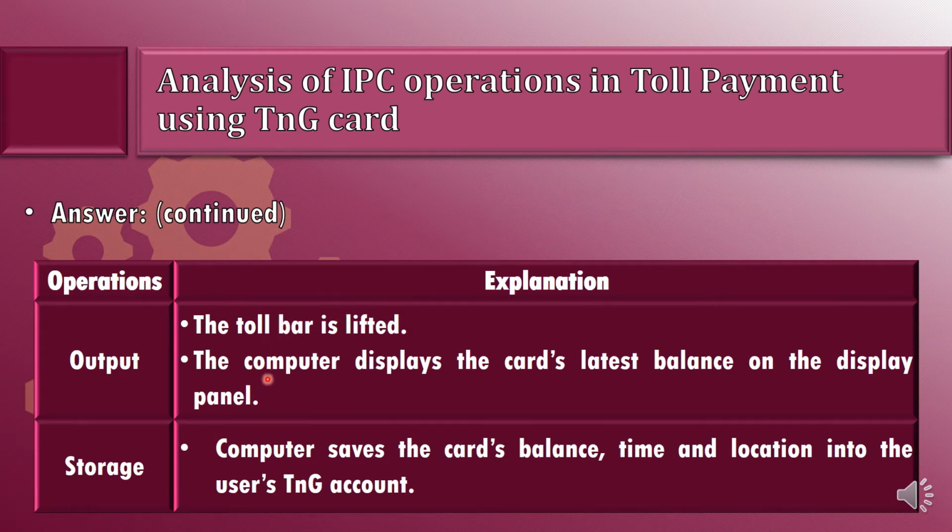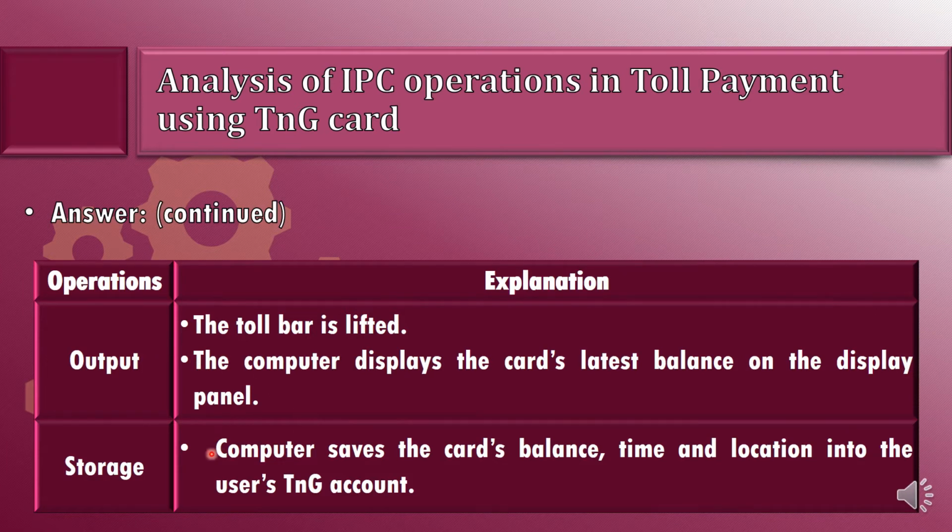The second answer that you may give is this one. The computer displays the card's latest balance on the display panel. We usually can see how much balance is left on our Touch 'n Go card before we leave the gate. So the second verb here is display. This is also a popular verb that we use to relate to output operation.